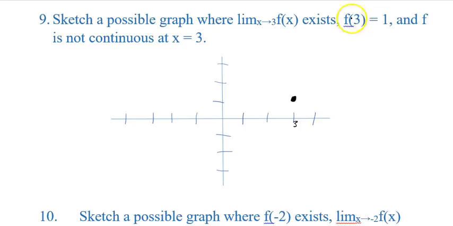Since this was my only numeric requirement, I can make my limit come down here or up here, wherever I want to do it to make a point discontinuity. So I'm just going to do it up there and be done with it. I can make the graph any shape I want to because I've met all the requirements. The limit as I approach 3 exists because both sides are going to the same place. F of 3 is 1, the point is there, but it's not continuous. It has a point discontinuity at 3.